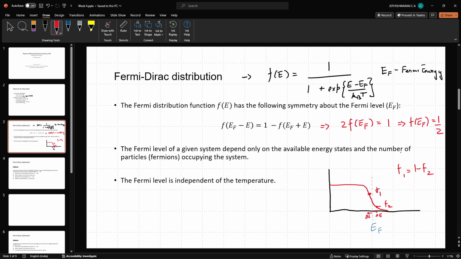This is something we discussed last week. So no matter what the temperature, the value of the Fermi distribution function at the Fermi level is always going to be half.